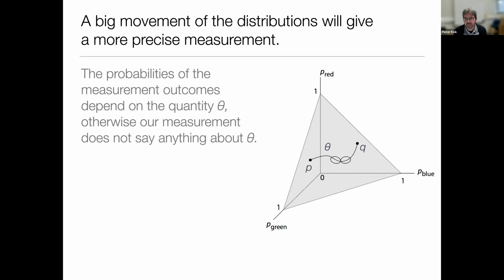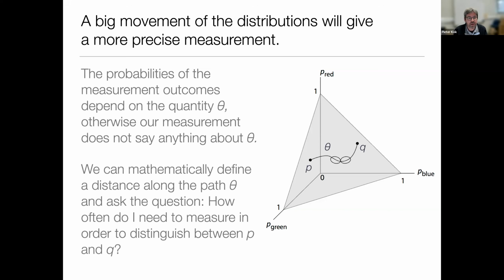I labeled them red, blue, and green. So any dot in this triangle, in the surface of this triangle, is a probability distribution. And so the probability distribution has to change as you change the value of your quantity in order to be able to say something about the value of that quantity theta. Right? So, the probability distribution has to depend on theta if we are to gain any information in our measurements about the quantity theta that we're interested in.